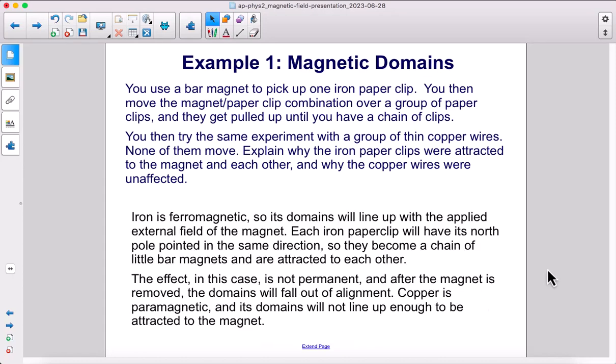Iron is ferromagnetic, so its domains will line up with the applied external field of the magnet. Each iron paperclip will have its north pole pointed in the same direction, so they become a chain of little bar magnets and are attracted to each other. The effect, in this case, is not permanent, and after the magnet is removed, the domains will fall out of alignment. Copper is paramagnetic, and its domains will not line up enough to be attracted to the magnet.